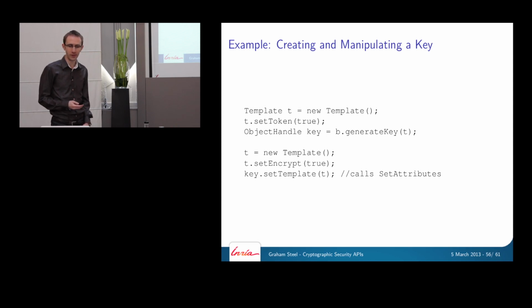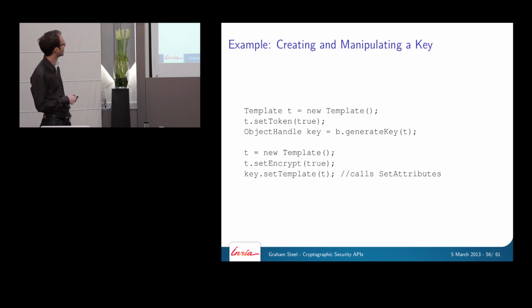So if you want the key to be one that will still be there later, then you have to make sure you set the token attribute to be true. So now I'm just going to call this method to generate a key, giving this particular template. And then later on I can say, well, actually I would quite like to have the encryption permission on this template, so I can set encrypted true inside this template. And then I can call set template. And notice I'm using the object handle that I got from generating this key here, and now I'm calling the set template method to add that template to it.